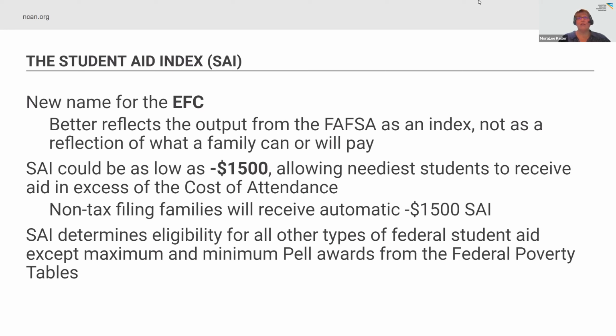The college will use whatever that number is to package students, but they cannot go above the cost of attendance, so they can't, in a sense, use a negative SAI and award students more than the cost of attendance.